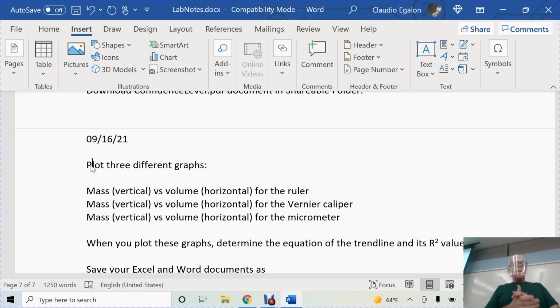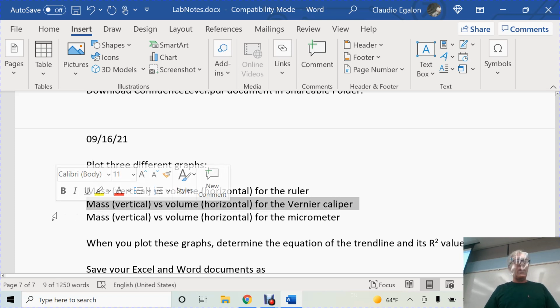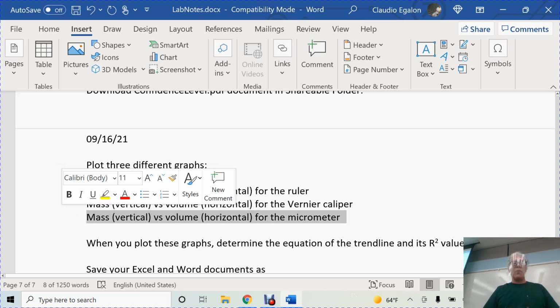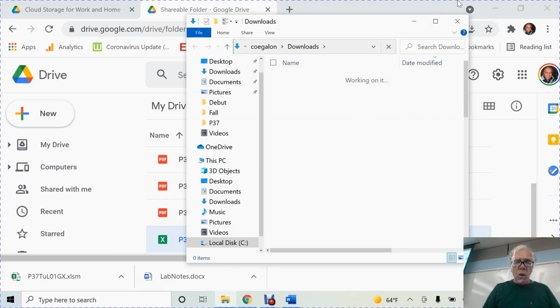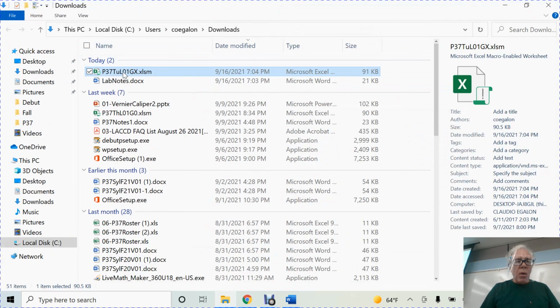Okay, so the first thing you gotta do is to plot the mass versus volume for the ruler, mass versus volume for the vernier scale, and mass versus volume for the micrometer. Let's start with that, and then we can do the other stuff as well. And let's not forget, you have this file, and you should label it exactly the way I'm doing here. P37 Thursday, L01G and your group number: 1, 2, 3, 4, 5, 6, or 7. Because I don't have a group, I'm gonna put my group as being group 0.